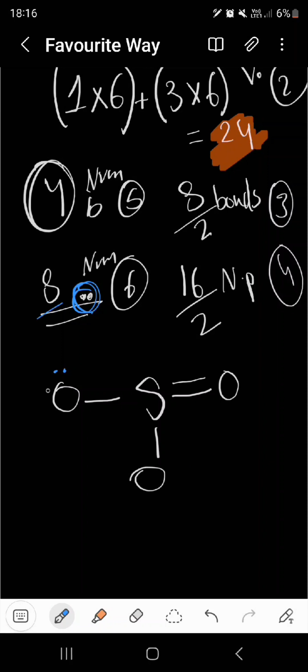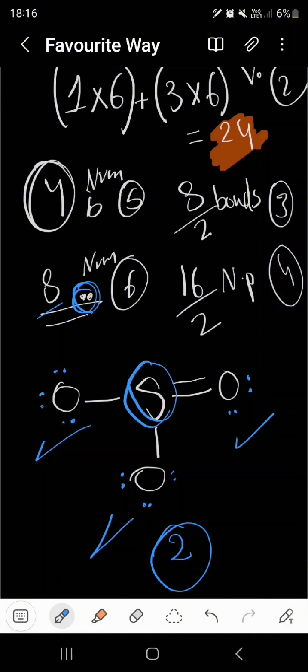We have 8. Now 1, 2, 3. If we count it, 1, 2, 3, 4, 5, 6, 7, 8. Now this is stable. Let's continue. We have 5 left. 1, 2, 3. 1, 2, 3, 4, 5, 6, 7, 8. Now this atom is stable as well. We still have 1, 2, 3, 4, 5, 6. We have 2 pairs of electrons left that we will put on the O. Now let's count them. 1, 2, 3, 4, 5, 6, 7, 8. Now this atom is stable as well. This is stable. This is stable. Now let's see if S is stable here. 1, 2, 3, 4, 5, 6, 7, 8. Yes.